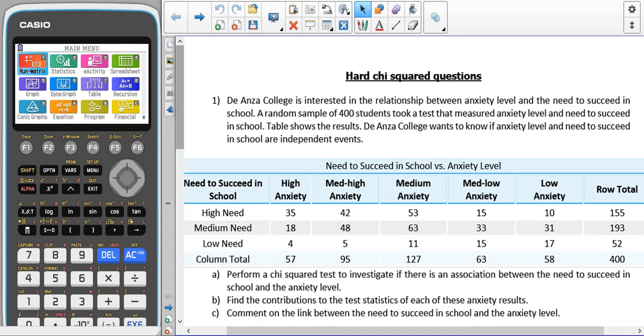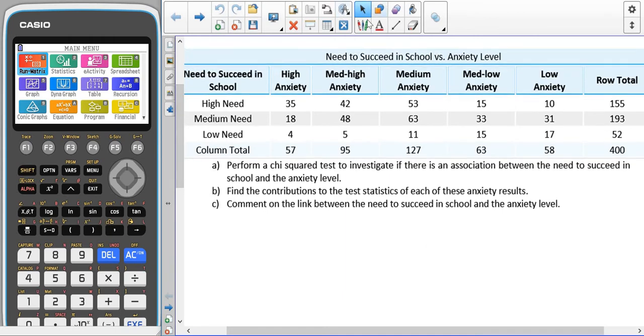So here we have the Anza College is interested in the relationship between anxiety levels and the need to succeed in school. A random sample of 400 students took a test that measured anxiety levels and need to succeed in school. The table shows the results. The Anza College wants to know if anxiety level and need to succeed in schools are independent of each other. So for part A, we're actually having to perform our hypothesis test.